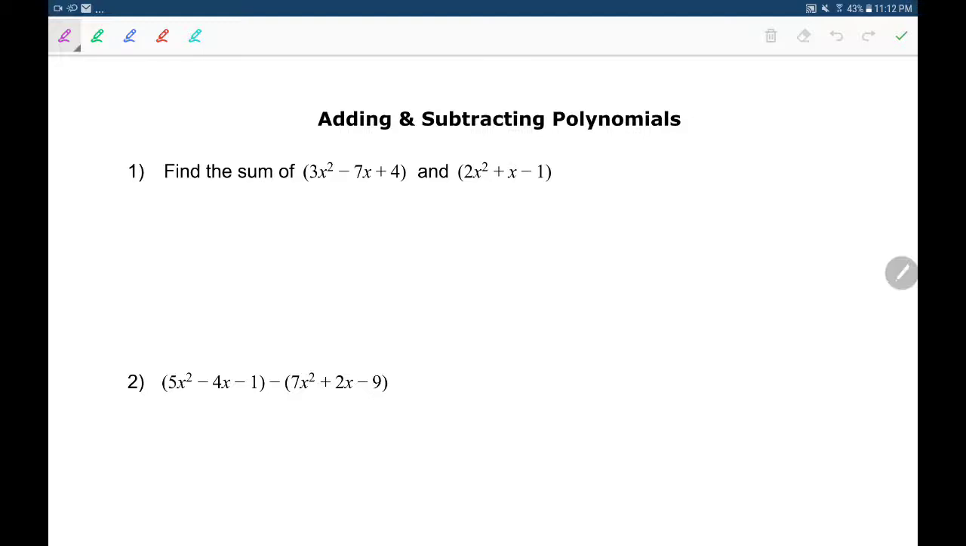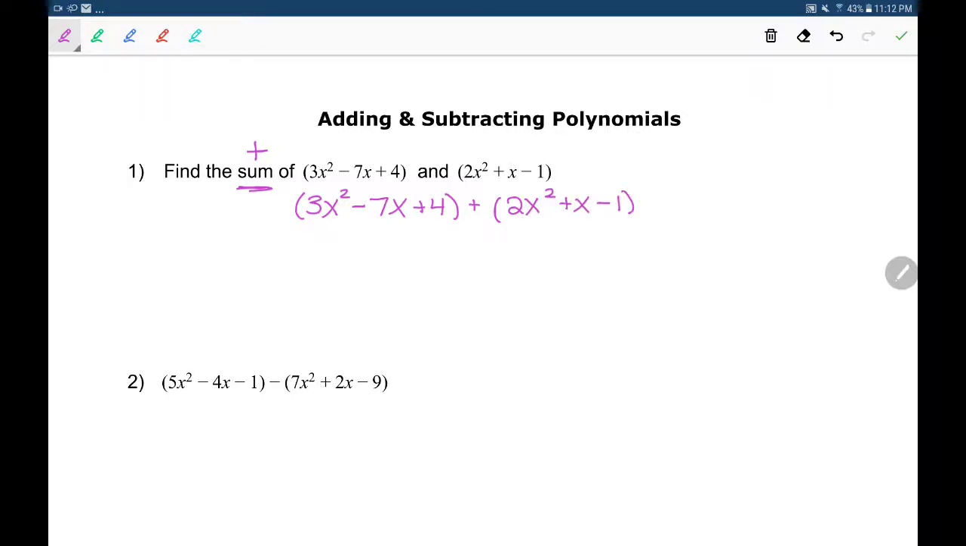The first one is find the sum of 3x squared minus 7x plus 4 and 2x squared plus x minus 1. So first thing here, when we have the word sum, we need to recognize that that's talking about addition. So this problem is really asking us to add these two polynomials together. So I'm just going to rewrite this as a math problem instead of a word problem, bringing those polynomials down exactly the way that they are written.